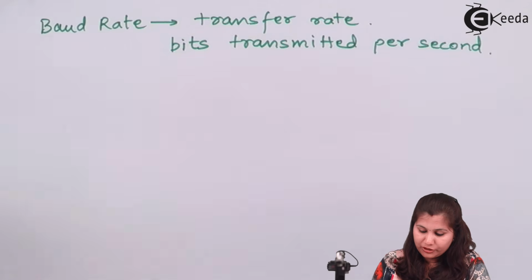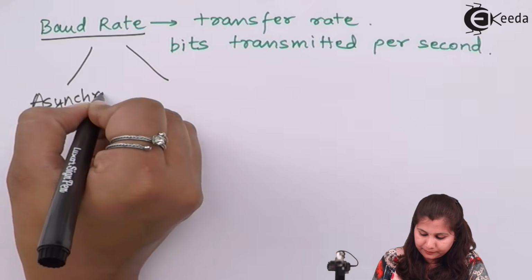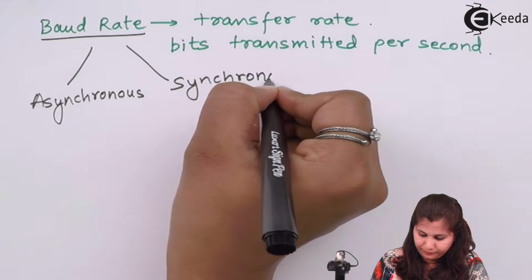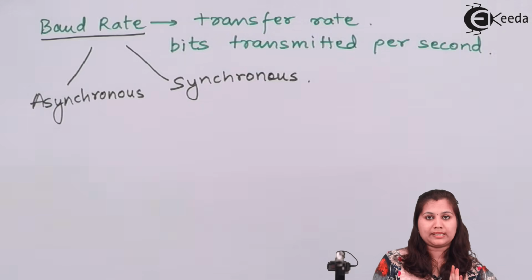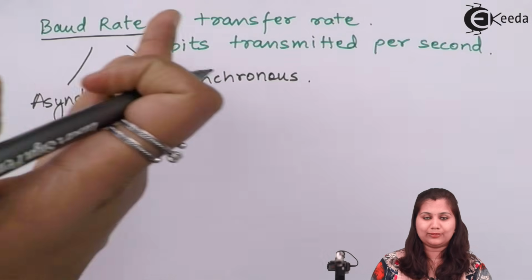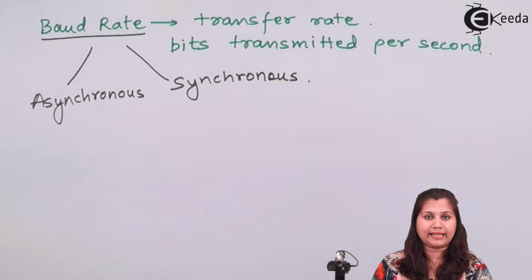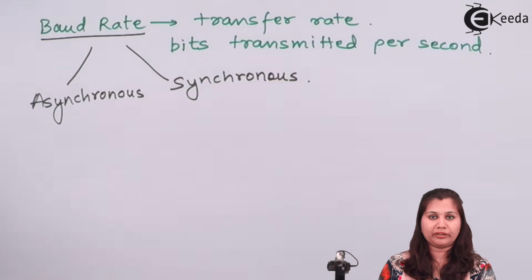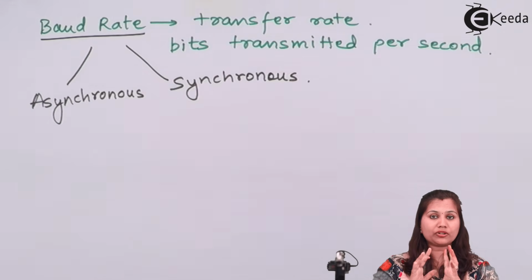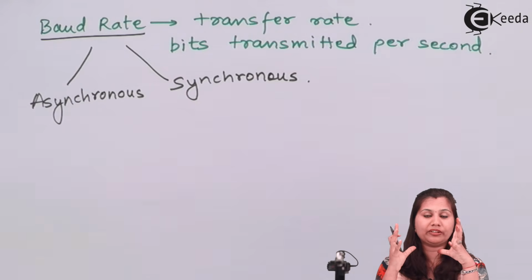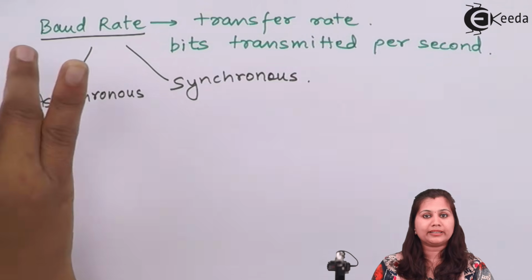Now in serial communication we have the two types, asynchronous and synchronous. In asynchronous, we studied that only one bit is transmitted at a time, so there is no need to calculate the baud rate, because only one bit is transmitted per second. That will be equal to the baud rate, so we can easily calculate it in asynchronous. In synchronous, because blocks of data are transmitted, and each block has many bits, we need to calculate the baud rate.